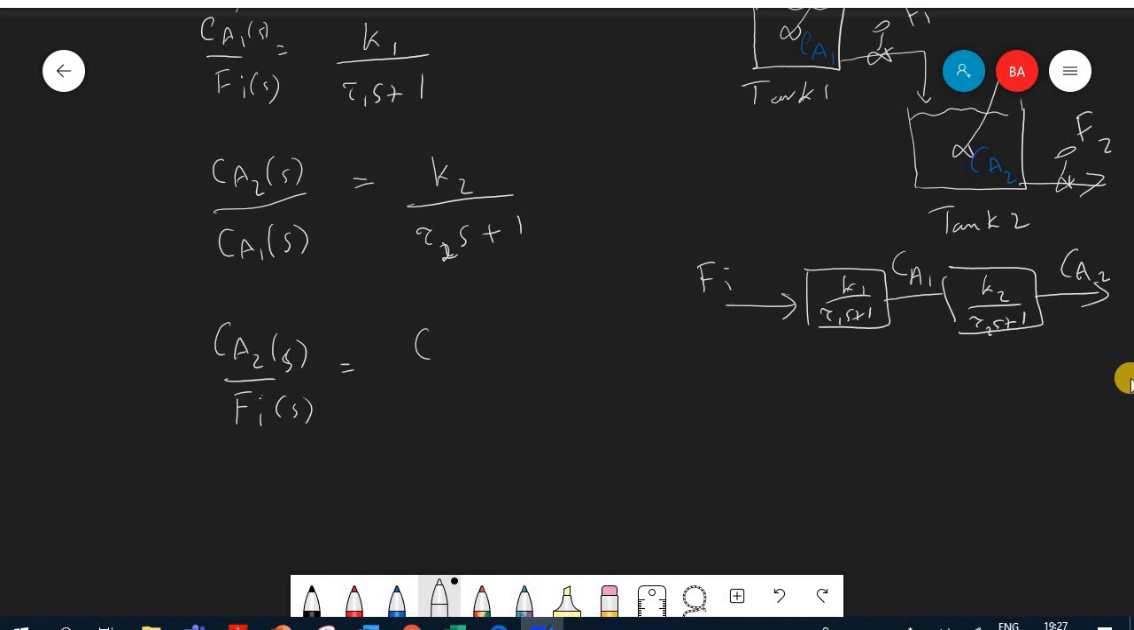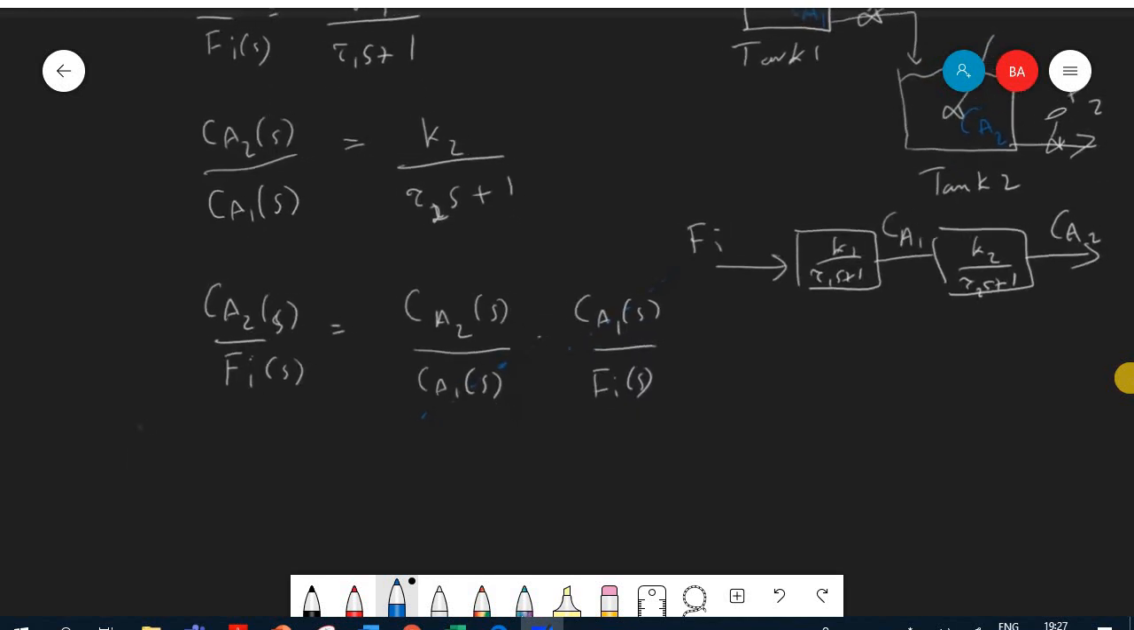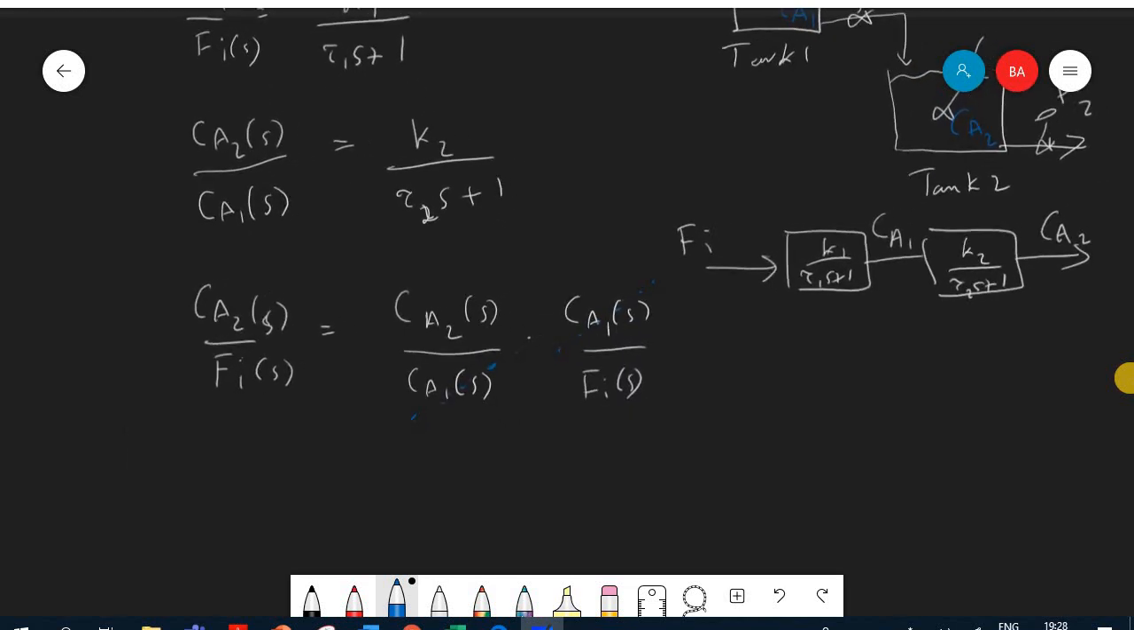So what I'm going to do here is multiply these two transfer functions, which is CA2 over CA1 into CA1 over Fi. And it looks like I am cancelling this term with this term here, and I'm getting CA2 over Fi. Of course we are not really cancelling them, we are multiplying those two transfer functions, and we will get CA2 over Fi.